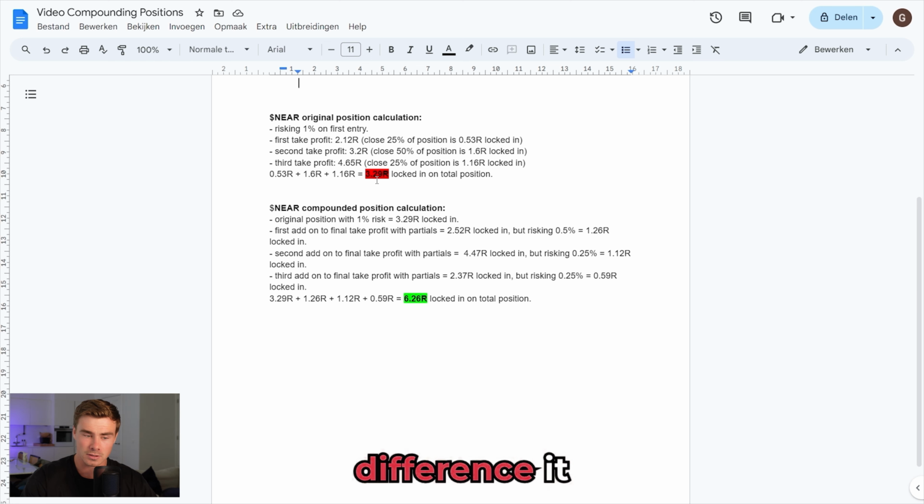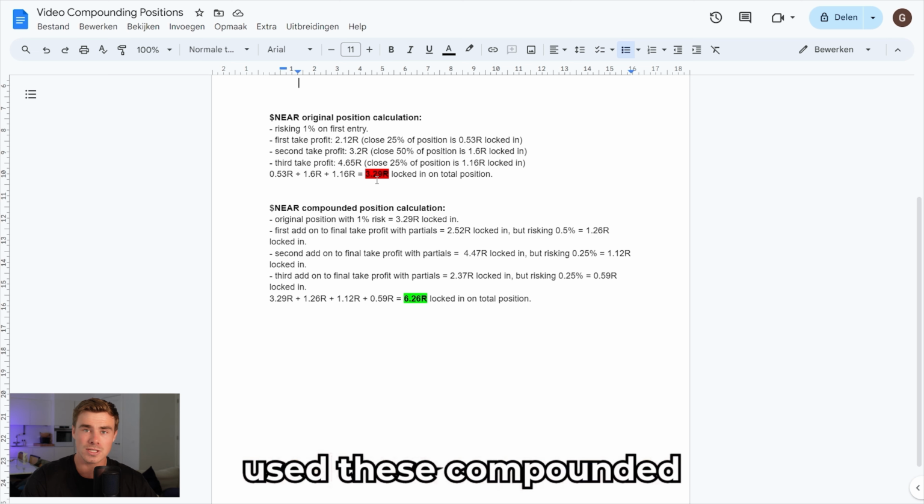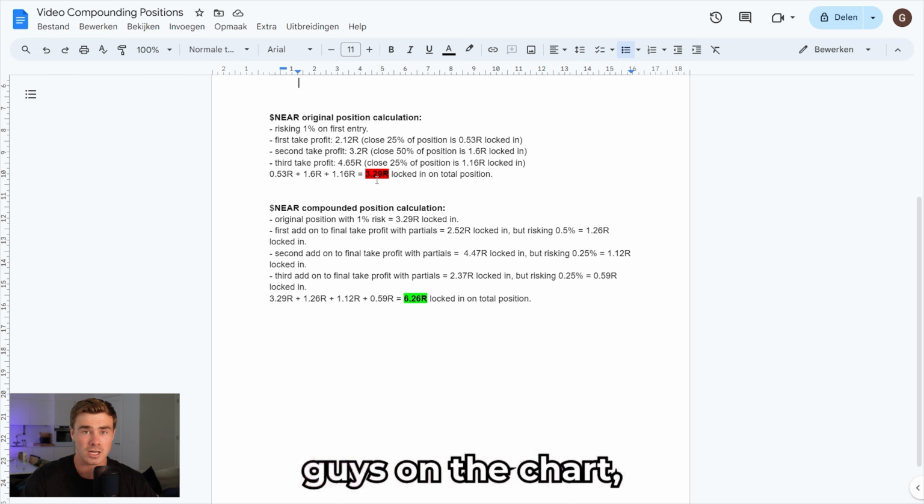But look at the difference it would have made if we would have used these compounded positions like I've shown you guys on the chart, like I've done on my own account and also on the challenge account. Original position, 3.29R locked in. First add-on to the final take profit target with partials. I calculated it all, guys. You can calculate it after watching the video. 2.52R locked in, but we are risking 0.5%, so a total locked in R of 1.26. Second one, 1.12R locked in.